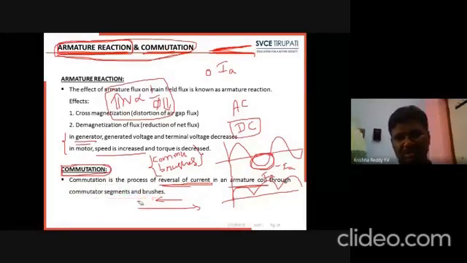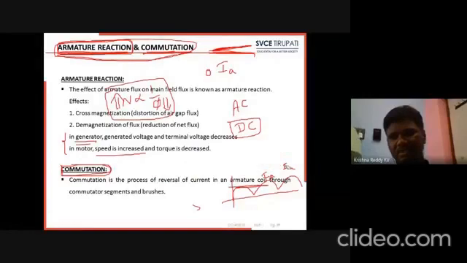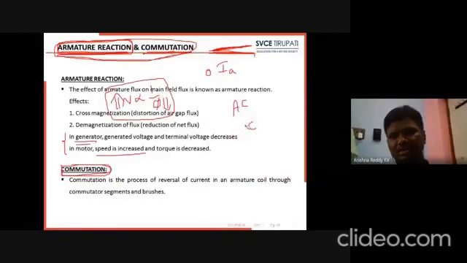Actually, this topic is not in your syllabus. In commutation we have two types: linear commutation and delayed commutation. There is no commutation topic in your syllabus, but they are asking for 2 marks. That's why just remember the definition of commutation: the reversal of armature current in the armature coil through commutator segments and brushes is known as commutation.